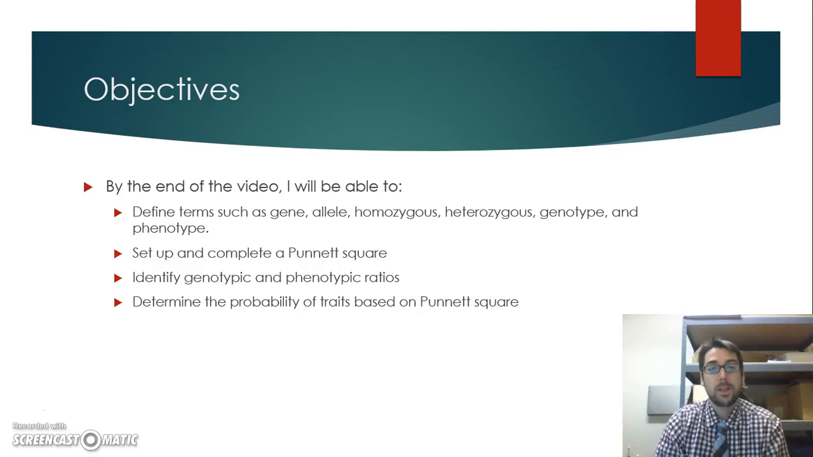So here we go. These are the objectives. By the end of the video, you're going to be able to define terms like gene, allele, homozygous, heterozygous, genotype, and phenotype, set up and complete a Punnett square, identify genotypic and phenotypic ratios, and determine the probability of traits based on Punnett squares. So basically, you know you mastered it if you can identify and solve Punnett squares. So using these terms, knowing what they mean to basically figure out a Punnett square and make predictions.